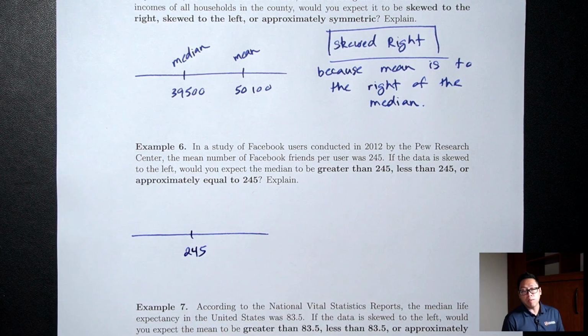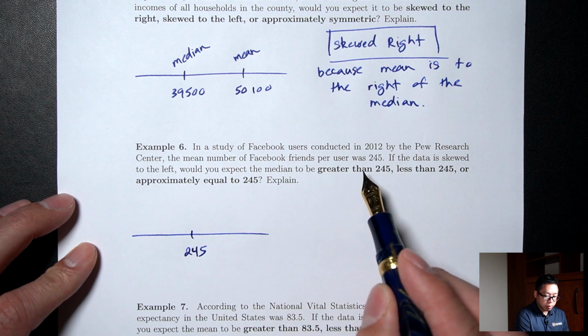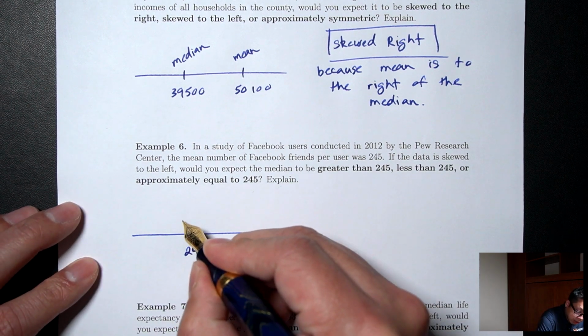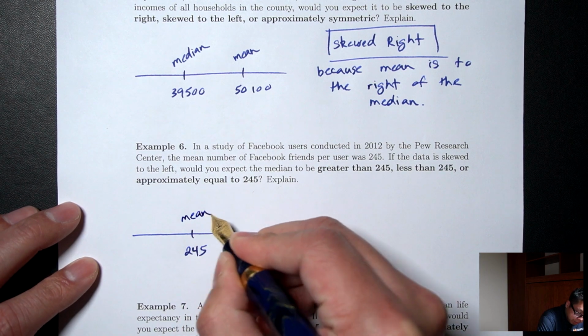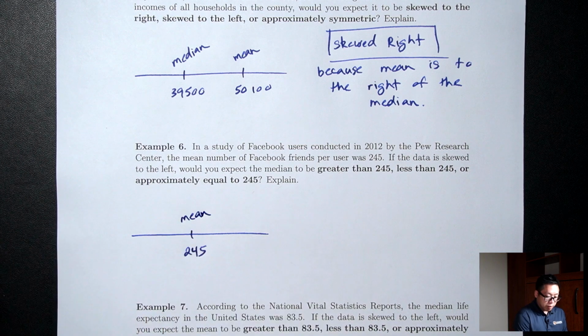Now, what is this 245? Is it the mean? Is it the median? The mean number of Facebook friends was 245. This 245 is the mean. If data is skewed left, okay, so that's important. So I'm telling you that the data is skewed left.